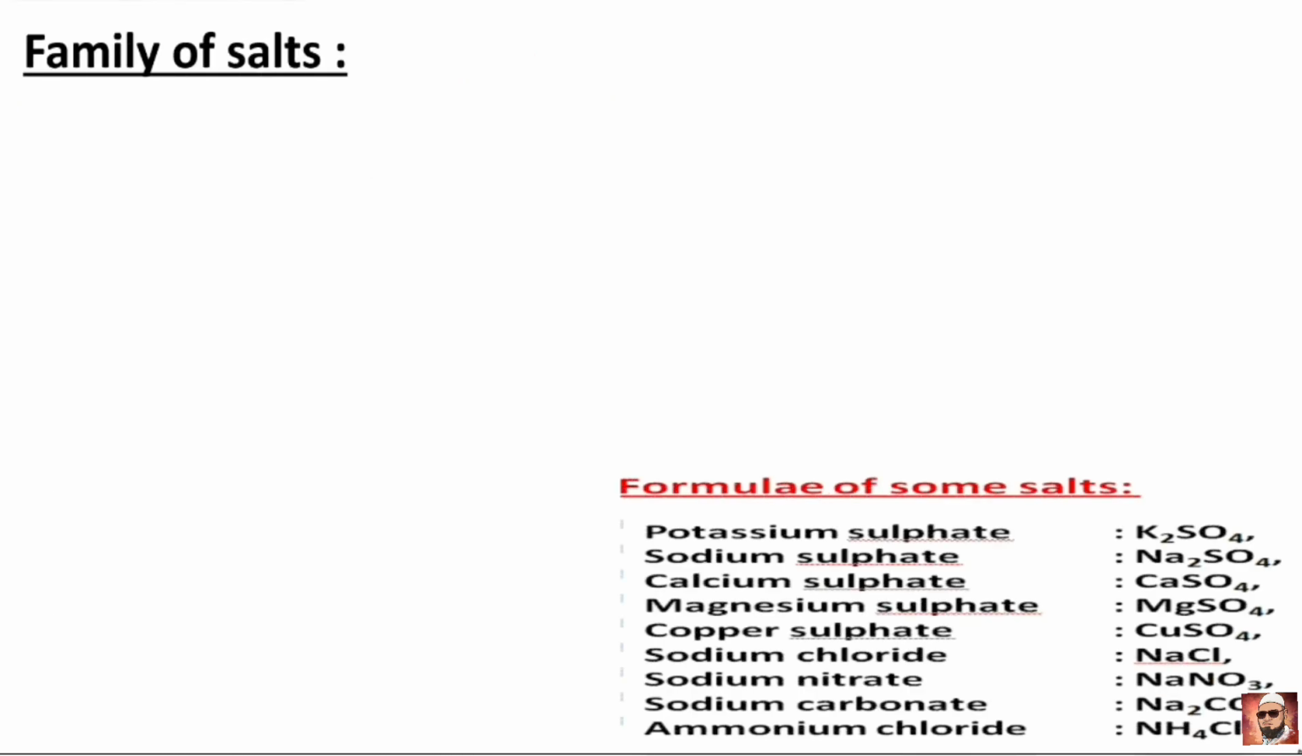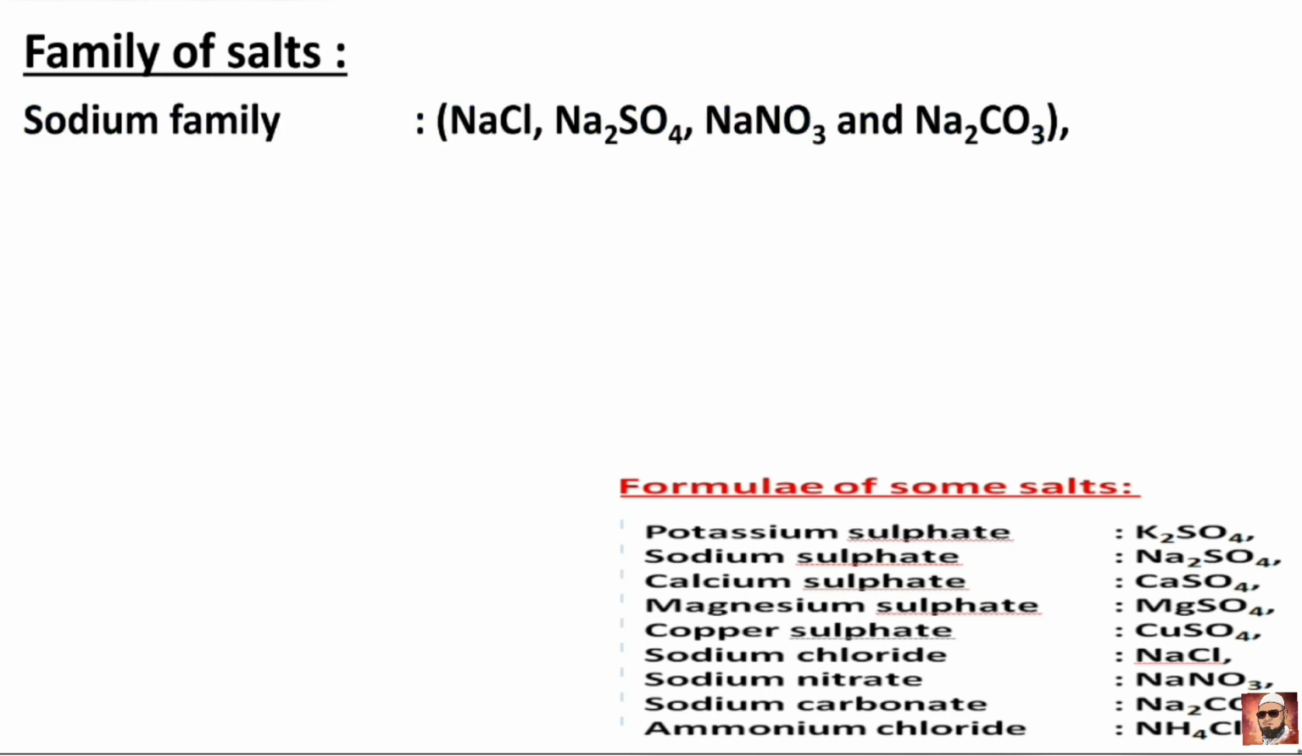Family of salts. We have different families of salts. For example, the sodium family: NaCl, Na2SO4, NaNO3 and Na2CO3. Sodium family means a compound in which sodium should be present. If you see the examples of the sodium family, in all compounds you can see sodium: Na, Na, Na and Na.